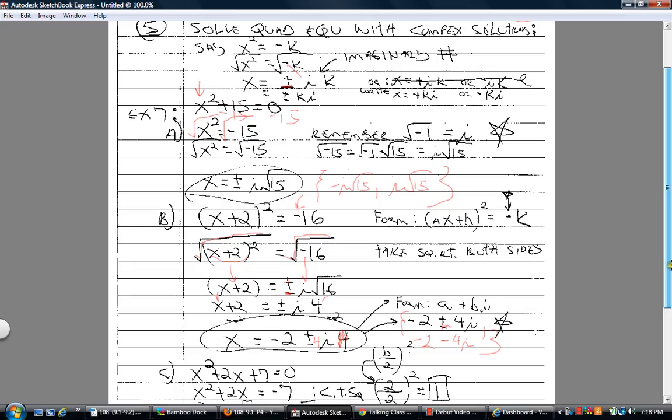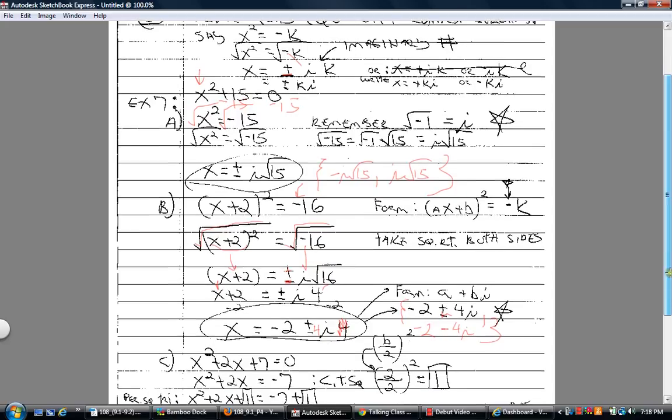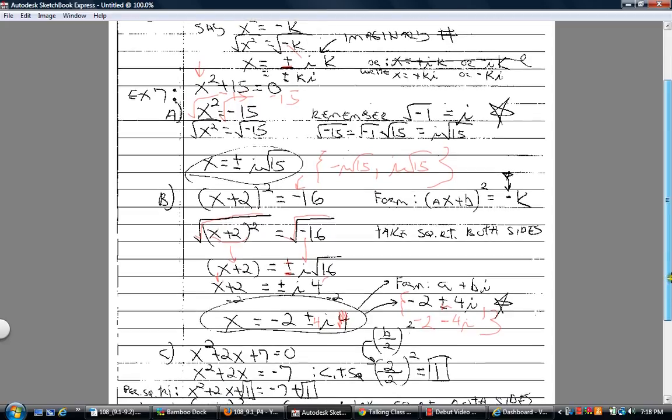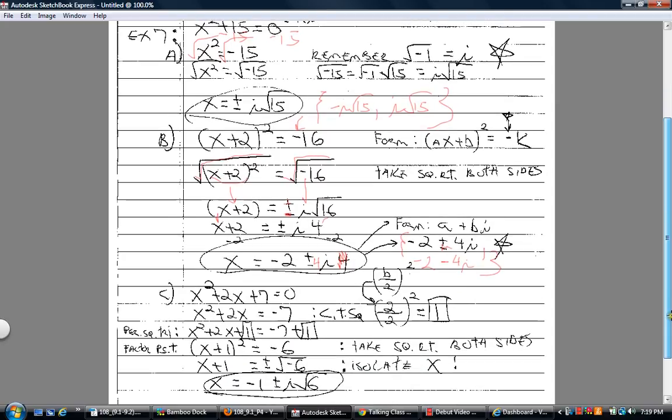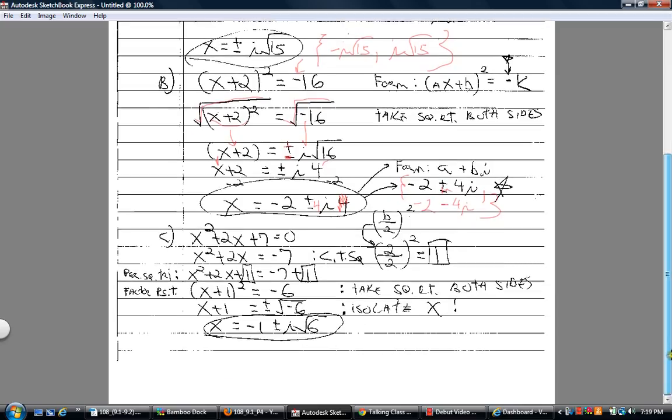Okay, so we're doing pretty good here. We're getting used to this idea. We've dealt with square roots of negative numbers, and we know it introduces the i for imaginary numbers. So look at example C here. Let's see if you can tell me what we've got here. x squared plus 2x plus 7. You could say it's a trinomial set equal to 0. So you know it's a quadratic, and that's because it's got the square term.